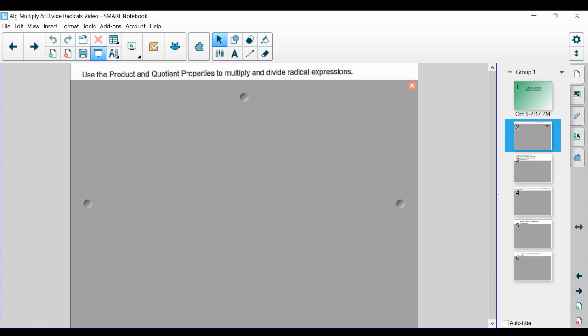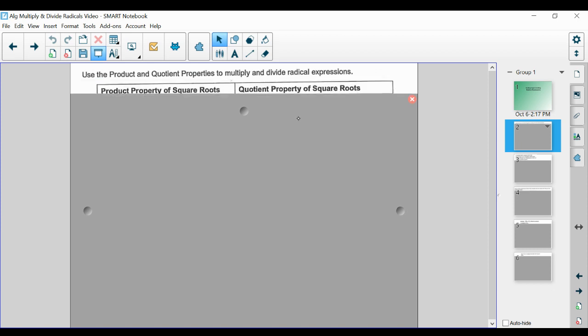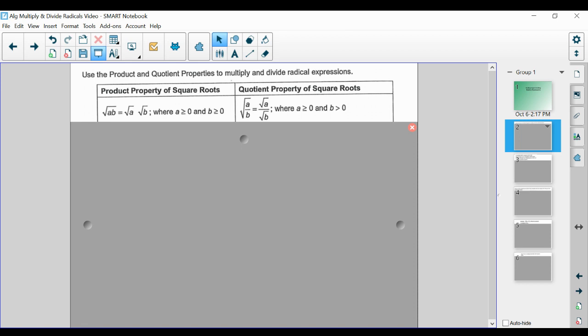So we're going to use the product and quotient properties to multiply and divide radical expressions. So let's just review what those are. The product property of square roots, or of radical expressions, is if we have the square root of a times b, well, we can break that up and have the square root of a times the square root of b. Similarly, with the quotient property of square roots, if we have the square root of a divided by b, well, we can break that up as the square root of a divided by the square root of b. We are going to be using these ideas to help us multiply and divide radicals. We're going to be combining two separate radicals to go into one big radical, or one big square root.